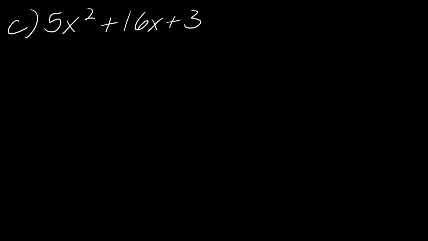So let's compare that then to part C here, just using trial and error. For trial and error, I'm just going to set these up. First I think about how I make 5x squared. For 5x squared, I need 5x and x.